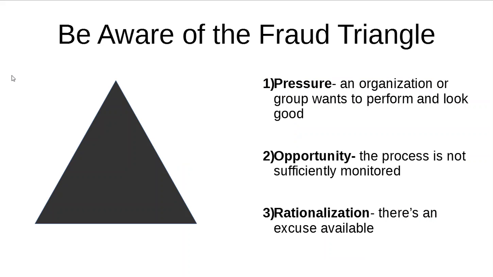Be aware of the fraud triangle. When does fraud occur? It occurs when there's pressure, when there's an opportunity, and when there's a rationalization. Pressure, meaning an organization or group wants to perform and look good. Second, opportunity. The process is not sufficiently monitored, so people can commit fraud. Third, rationalization. There's an excuse available for not being ethical.